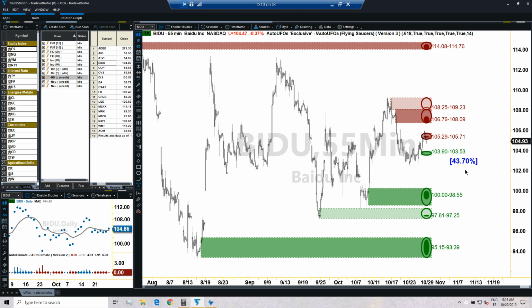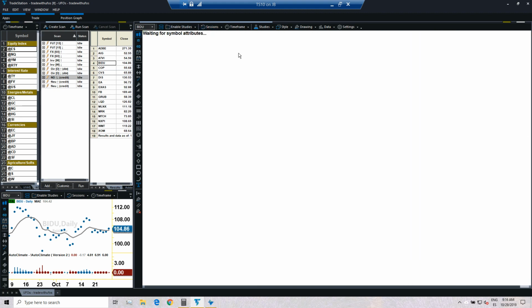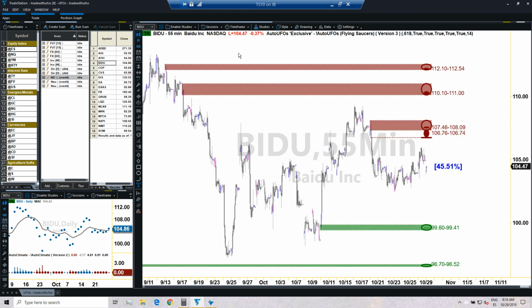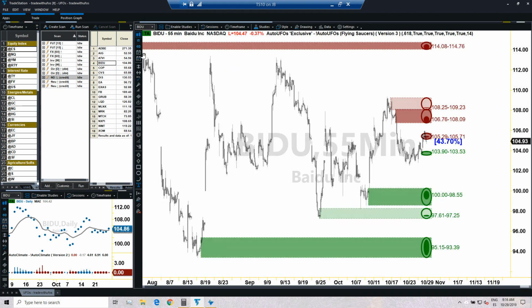By the way, probabilities are also looking very discouraging here when looking at the regular session. So let's take a look at pre and post market to see if Baidu is a good candidate or not, and it's not. 45% is certainly not enough for us to even consider approaching that particular opportunity. Okay, so what else do we have here?